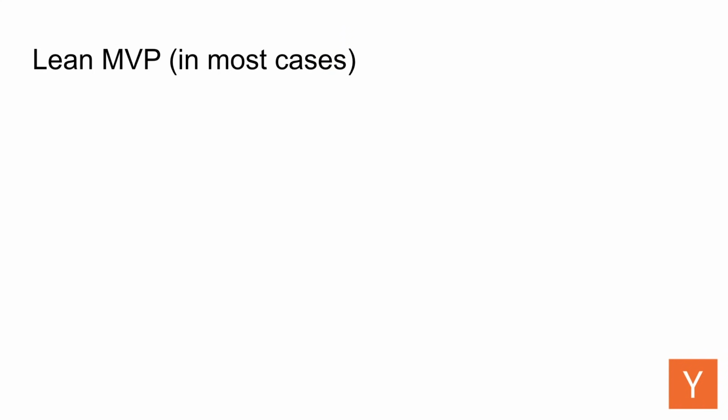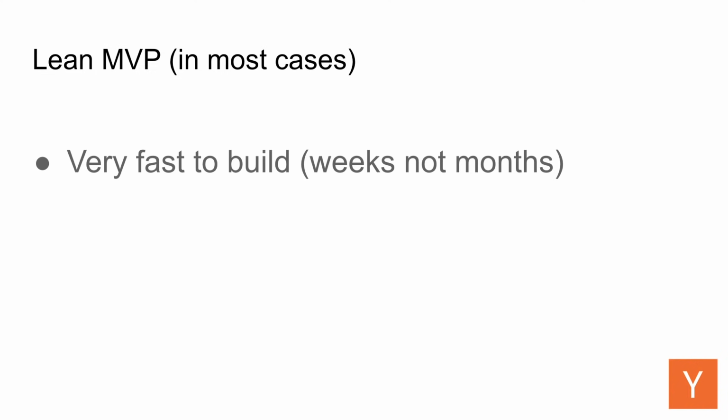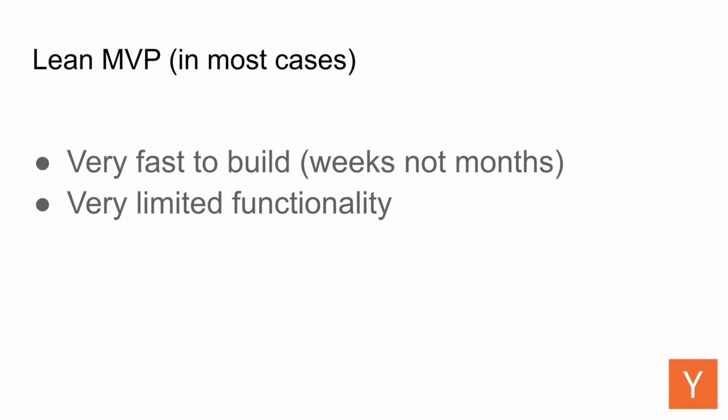In most cases, most people should be building a very lean MVP. So by that we mean you should be able to build it fast, in weeks, not months. This can either involve software or, honestly, we see startups just start with a landing page and a spreadsheet. But most startups can start very, very fast. The second, extremely limited functionality.